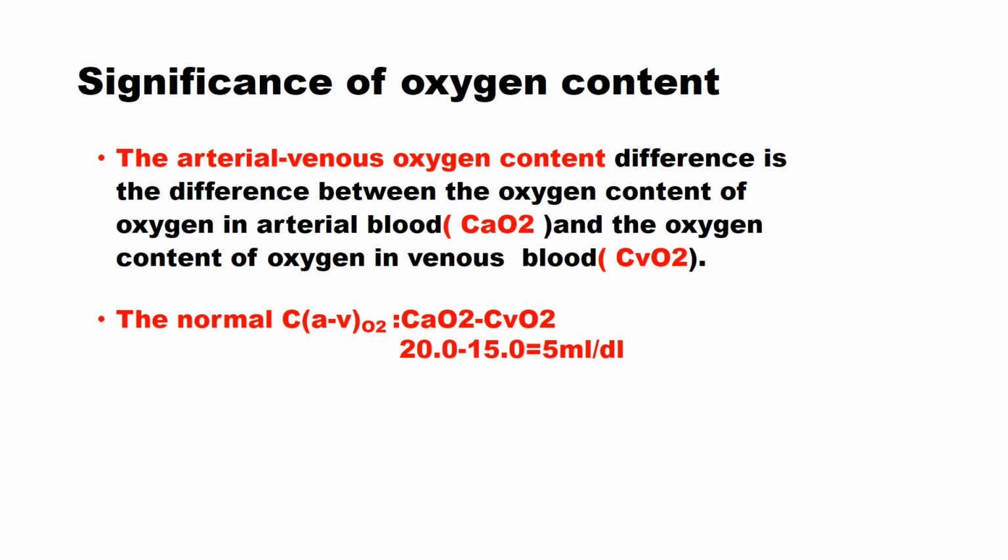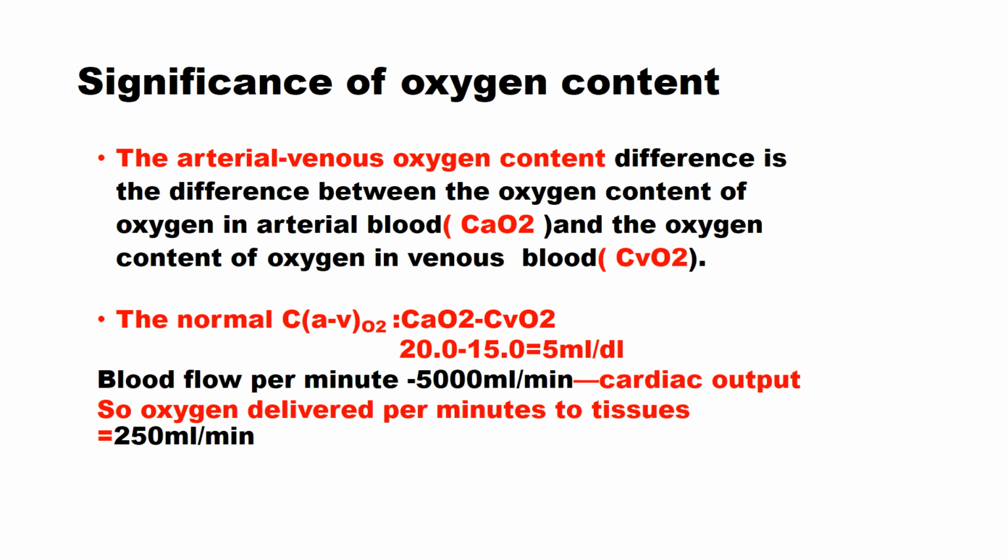But when the metabolic demand of the tissue is increased, for example in cases of exercise, the oxygen delivered to the tissue has to increase. It can be increased in two ways. Either the cardiac output has to increase, because we know cardiac output is the blood flow per minute, 500 ml per minute, so the oxygen delivered to the tissue is 250 ml per minute. So by increasing the cardiac output, the amount of oxygen delivered to the tissue will increase.